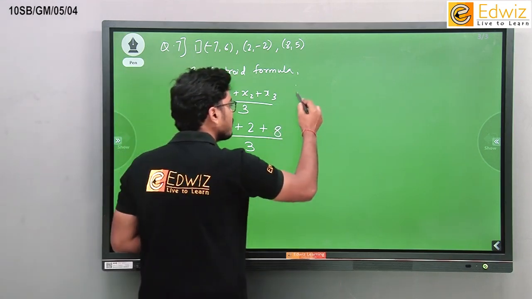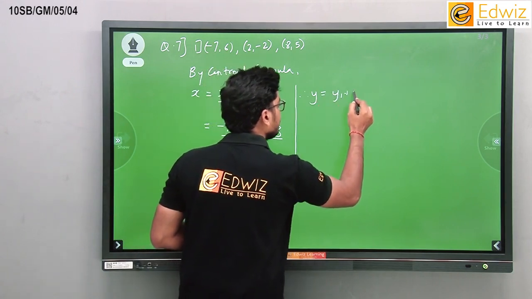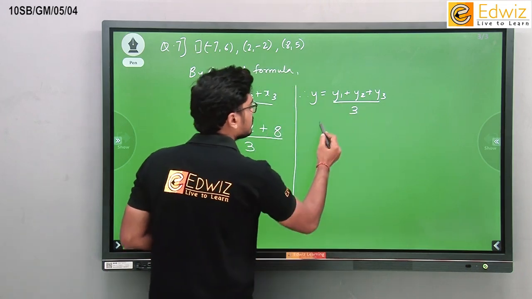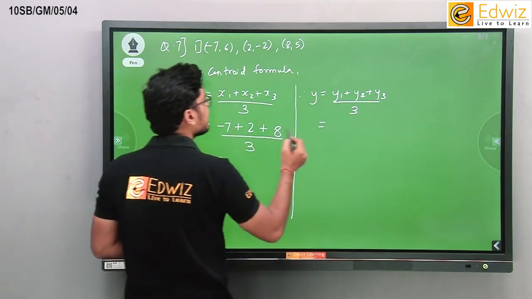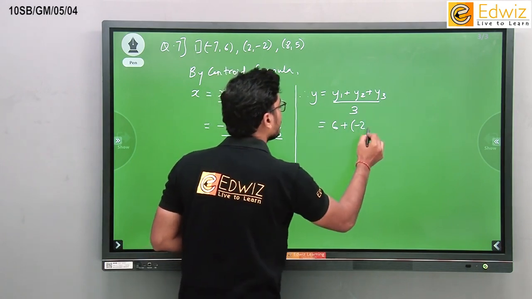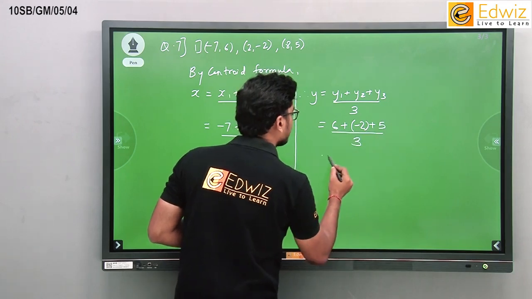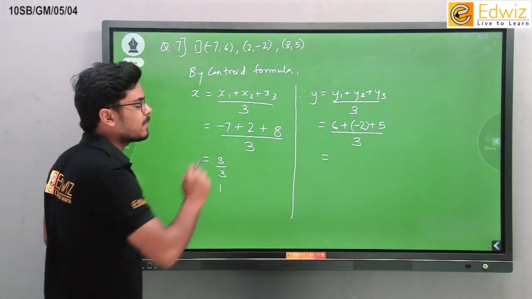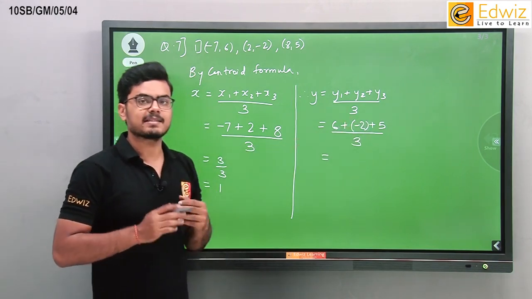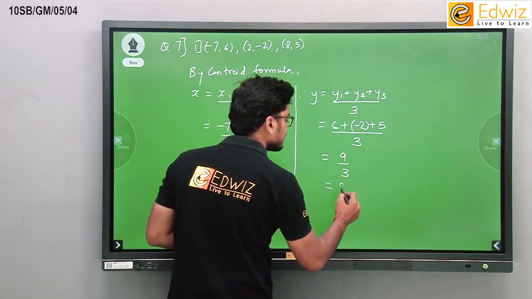Now let us also find out the y coordinate. Same formula. Y will be y1 plus y2 plus y3 divided by 3. Okay. So substitute the values. Y1 is 6 plus y2 is minus 2 plus y3 is 5 divided by 3. Okay. So 6 plus and minus will become minus. 6 minus 2 is 4. 4 plus 5 is 9. 9 divided by 3. What we get here is 3.